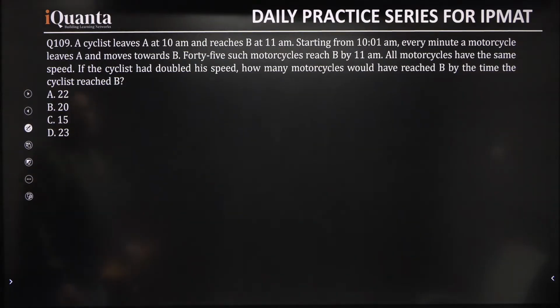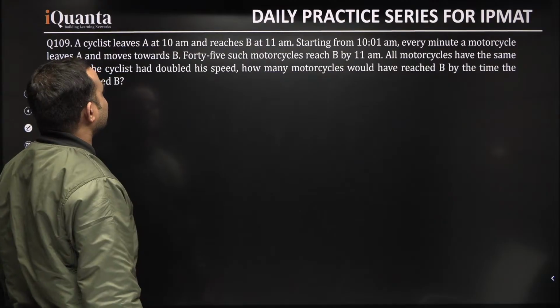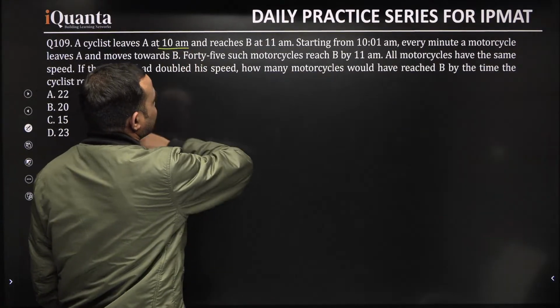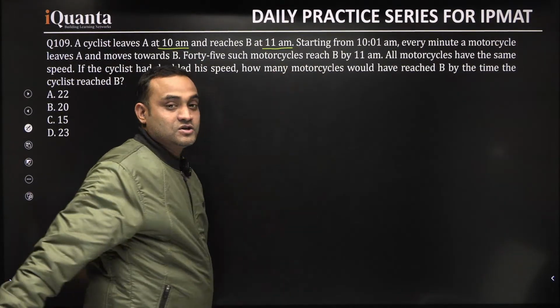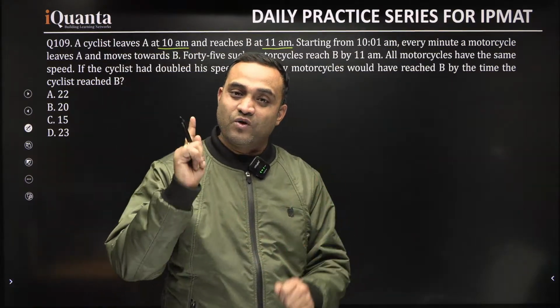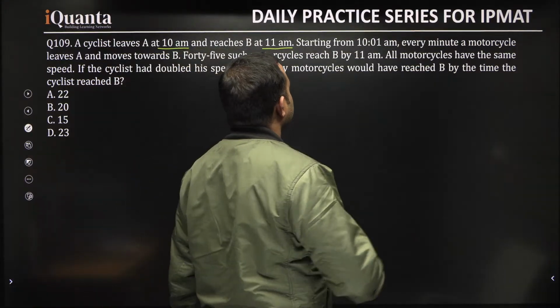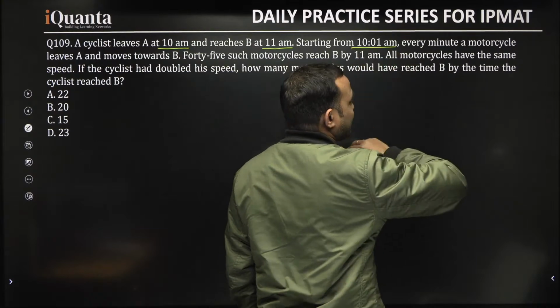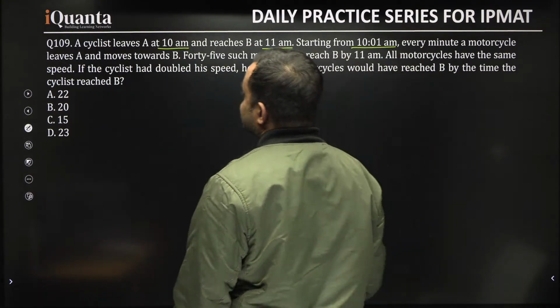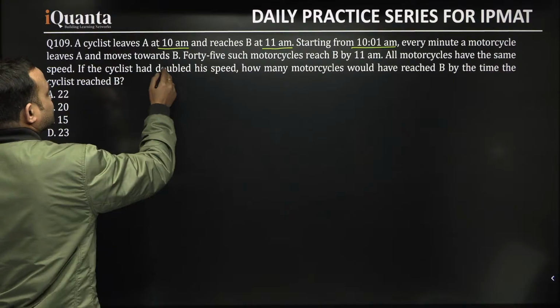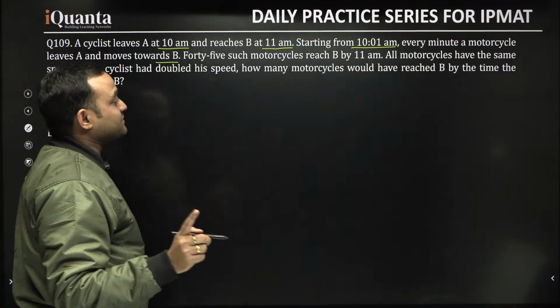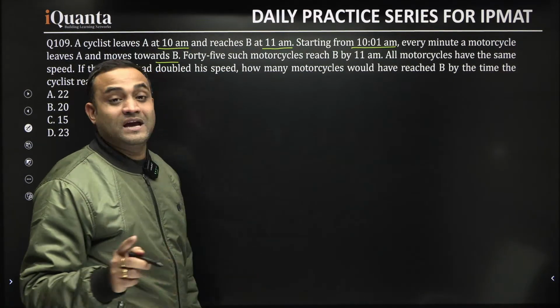Look at how nice this question is. A cyclist leaves A at 10 a.m. and reaches B at 11 a.m. So the travel time for the cyclist is 1 hour, exactly 60 minutes. Starting from 10:01 a.m. every minute a motorcycle leaves A and moves towards B. 45 such motorcycles reach B by 11 a.m.